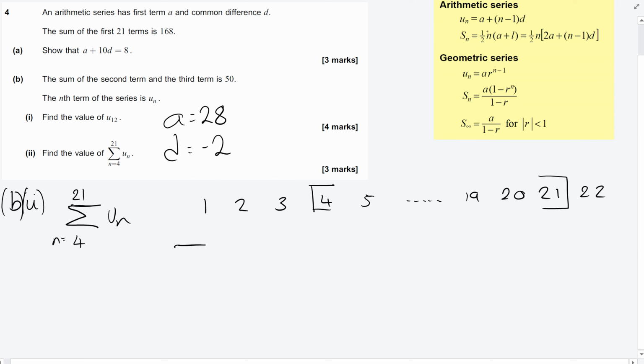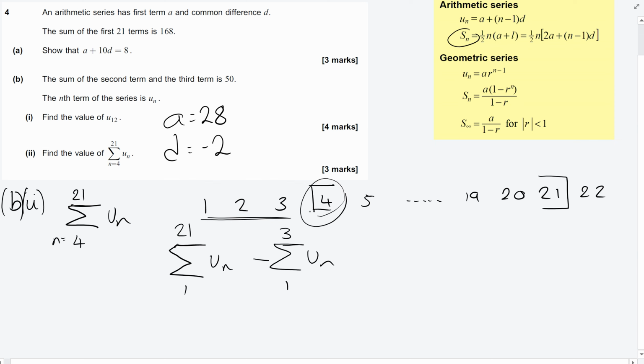So the sum formula doesn't allow us to just pick and choose where we start from. So what we're going to be able to do is add up all 21 terms of our sequence and subtract from that the first 3 terms, this bit here. Now, what a lot of students did was subtract the first 4 terms. But we're including the fourth term. That's the first term we're looking to add on. So we're going to be subtracting the 3.